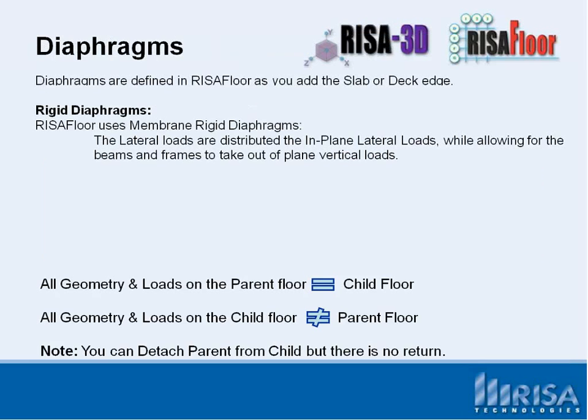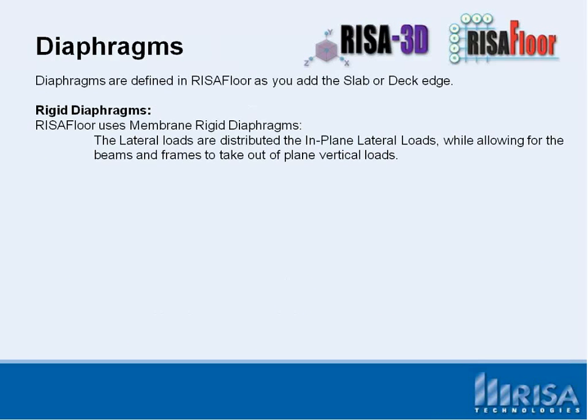Let's talk a little bit about the diaphragms that we did. We entered in the diaphragms. We defined it in RISAFloor when we added that slab and deck. And we had the option for rigid diaphragm, and we had an option for flexible diaphragm. In RISAFloor, we use membrane rigid diaphragm when we define a rigid diaphragm. The lateral loads are distributed in plane, and we see that it allows the beams and the frames to take all the out-of-plane vertical loads. And that's what we're going to be defining when we have this rigid diaphragm in our model.